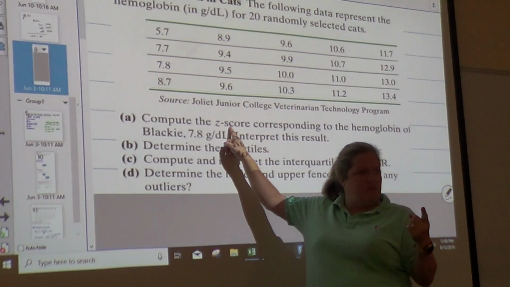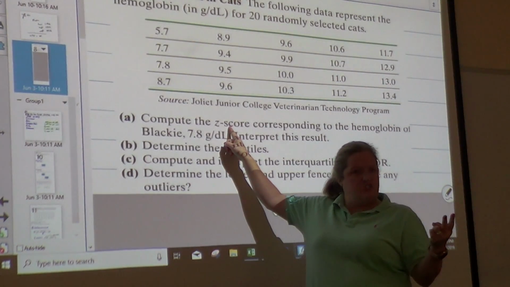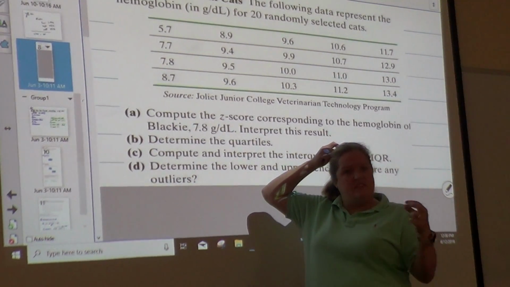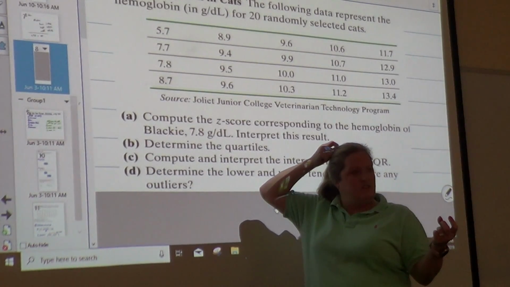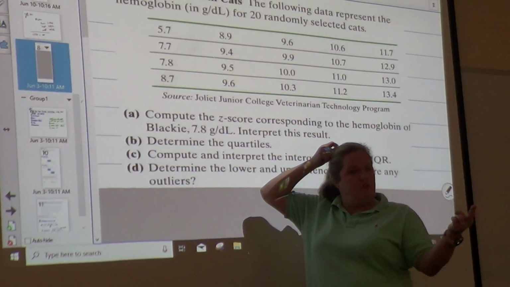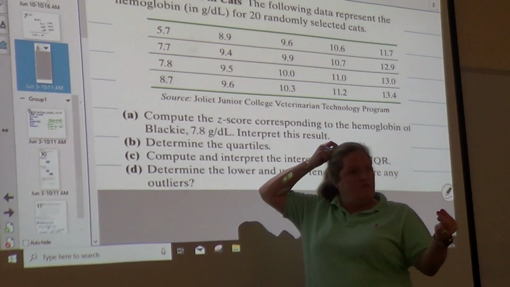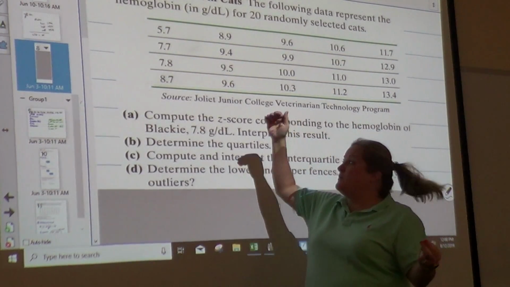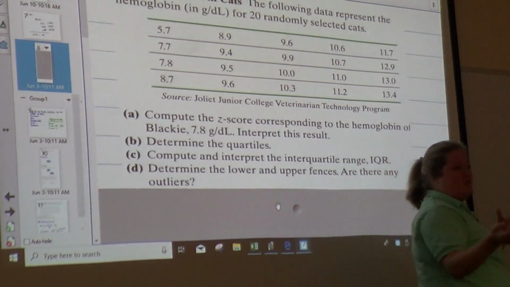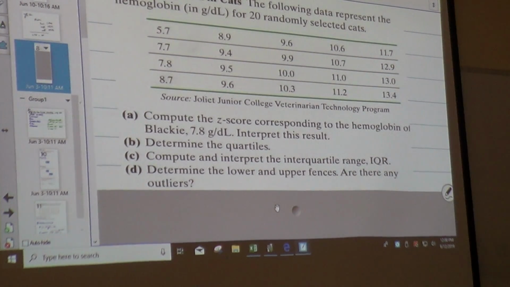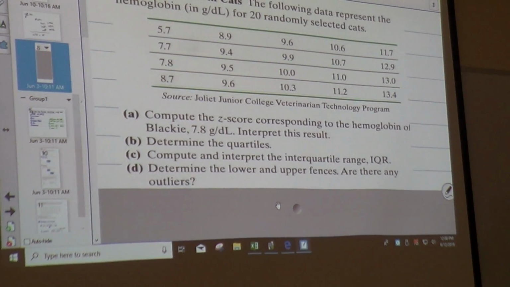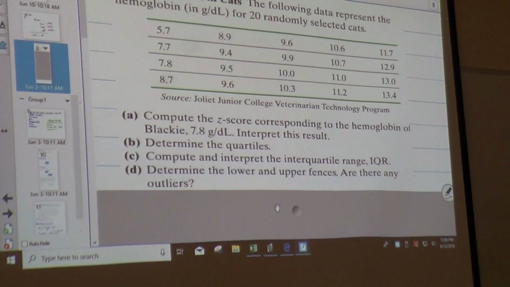Do we know the mean? Do we know the standard deviation? So how are we going to get the mean and the standard deviation? Put up your calculator and run 1-bar stats. So before you can get the z-score, you've got to get the mean and the standard deviation. This one's a good one, y'all. Ugh!